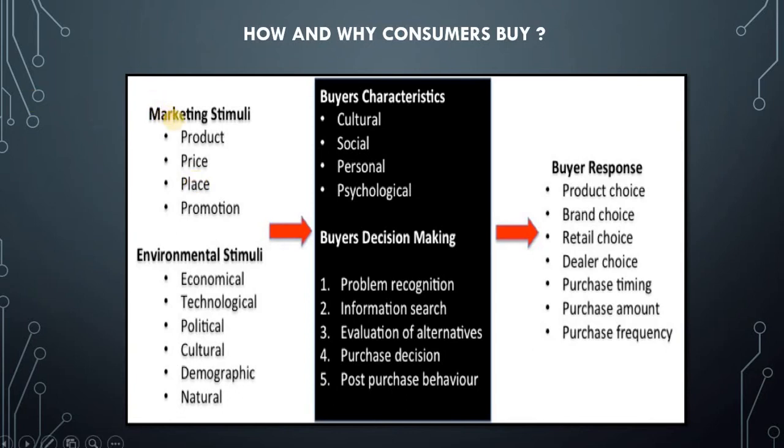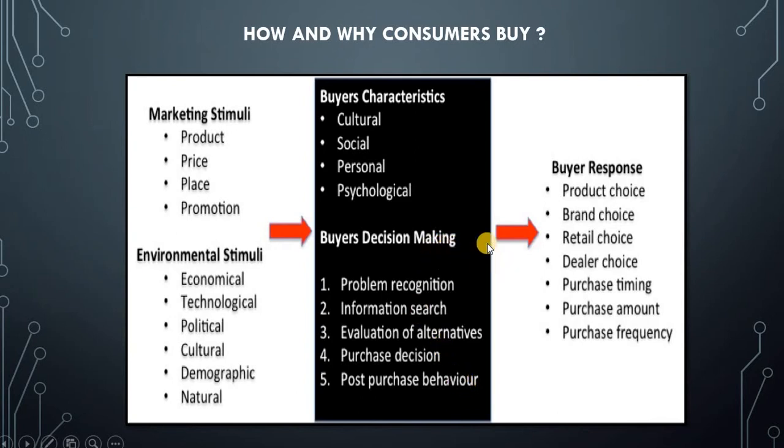Marketing stimuli is also supported by environmental stimuli. It may be ecological, economical, that means our income, technological, technical needs, political, cultural, demographic or natural. Then after getting the stimuli, we go for the buyer's decision making process. We recognize the problem, then we search for information, then evaluate the alternatives, then make a purchase decision, and then post purchase behavior.